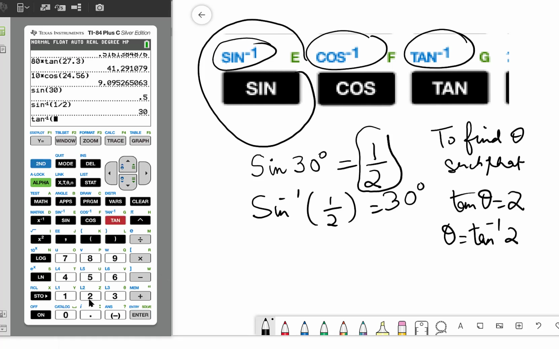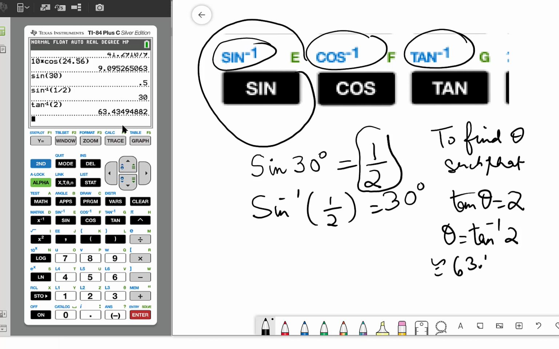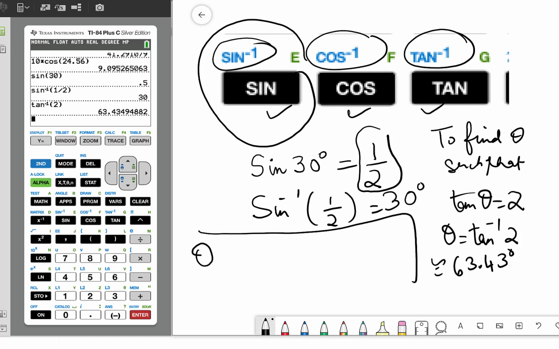All right, so how would we get that? We'll go right here, tangent inverse 2, and that's going to be about 63.43 degrees. Okay, now remember this, here we are limited to sine, cosine, and tangent. It doesn't give us the reciprocals. So say I have to do this: I want to find the value of theta such that secant of theta is 3.